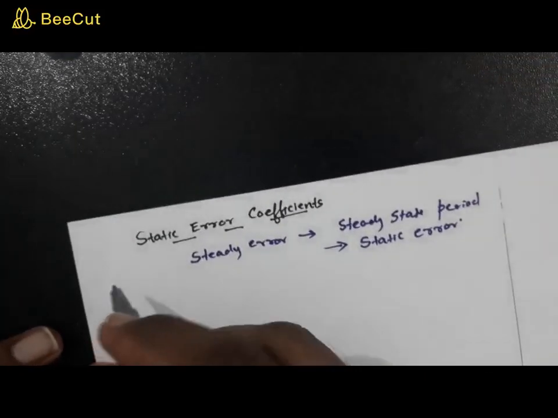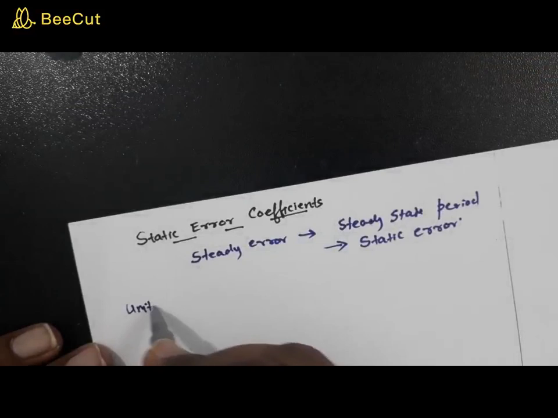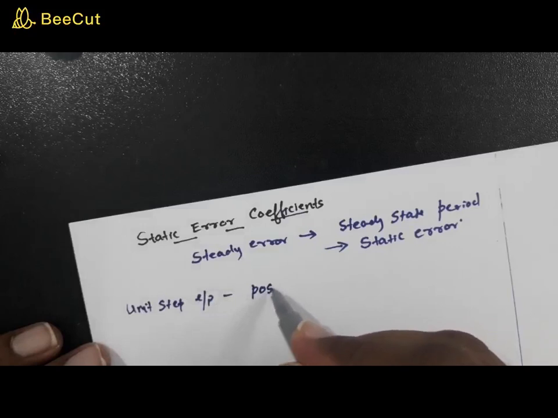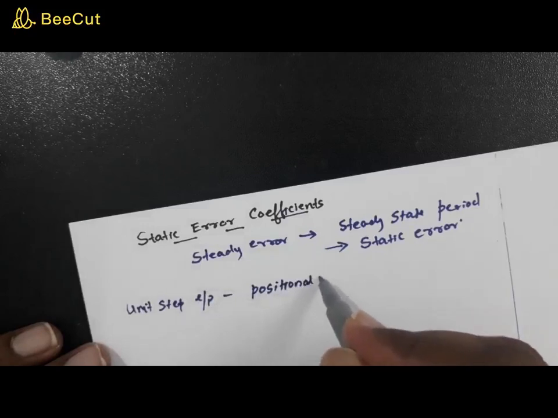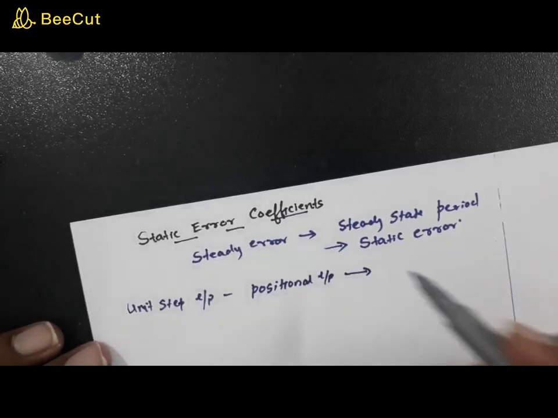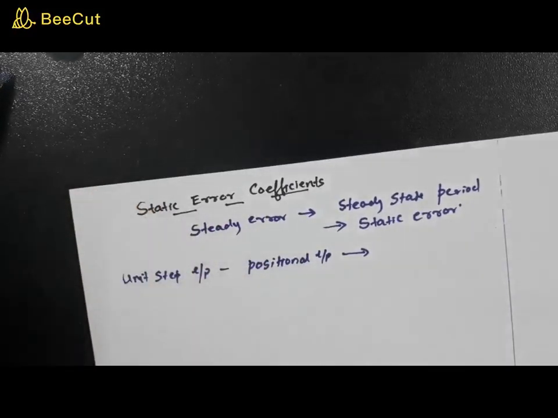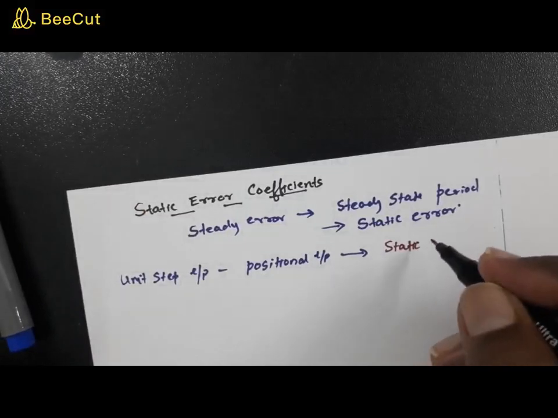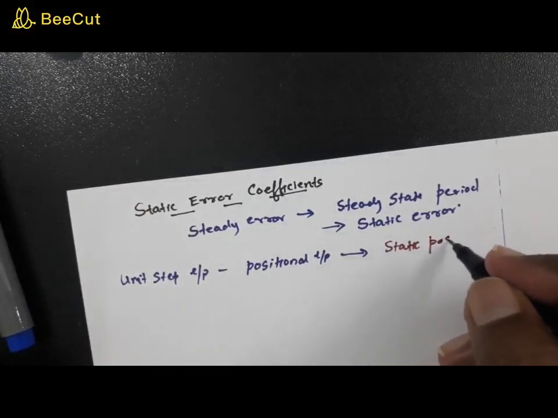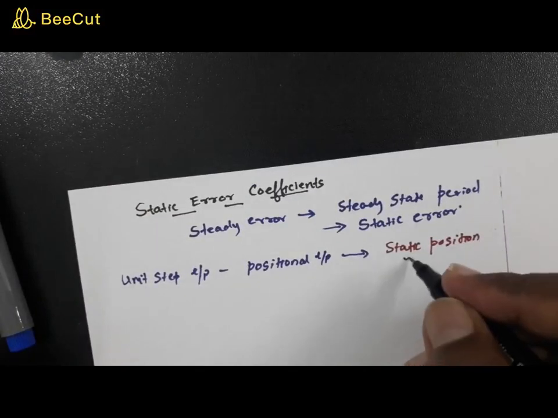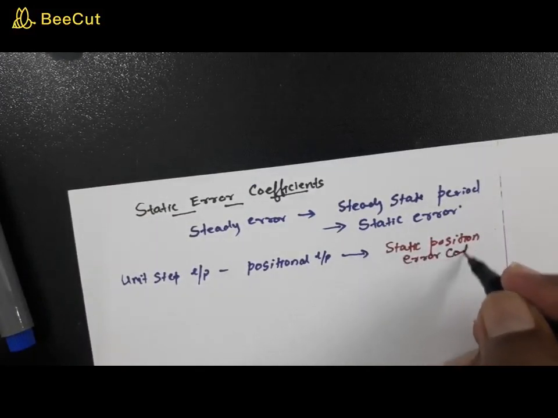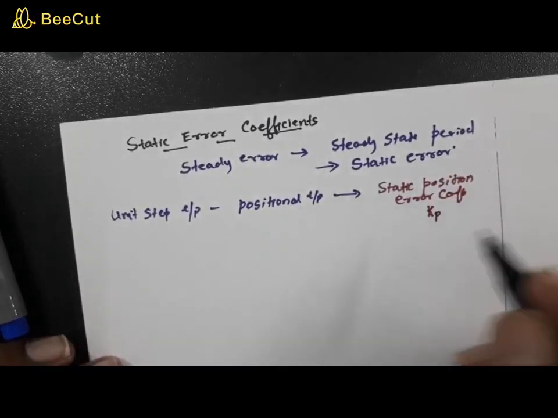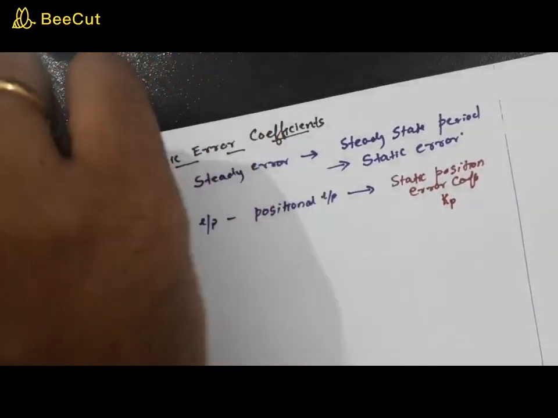So we have studied that the unit step input is also called the positional input, and the error coefficient corresponding to that input we call the static position error coefficient. We usually denote that by K suffix P. Very important.